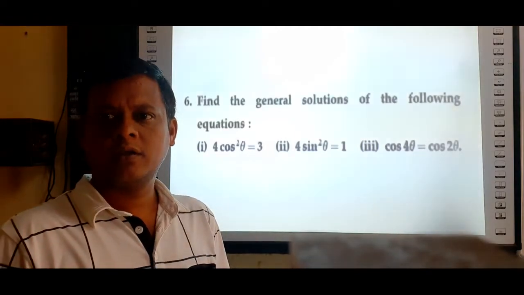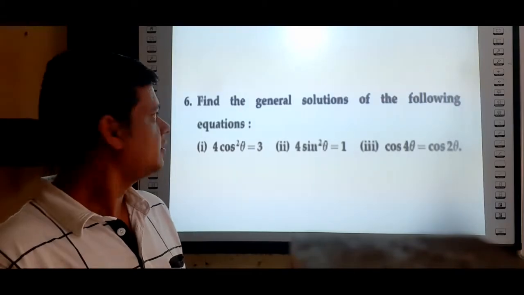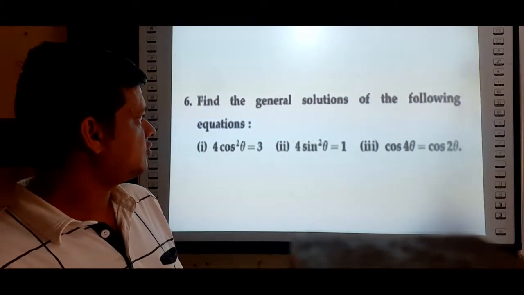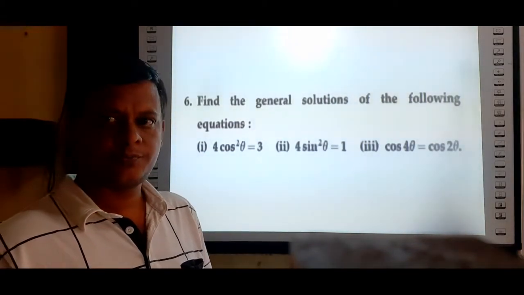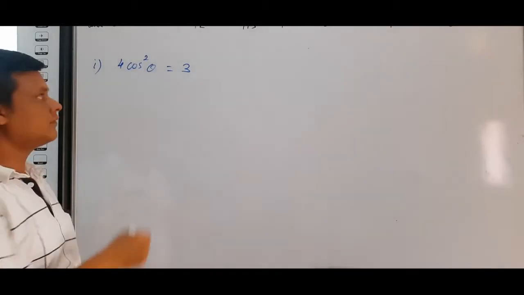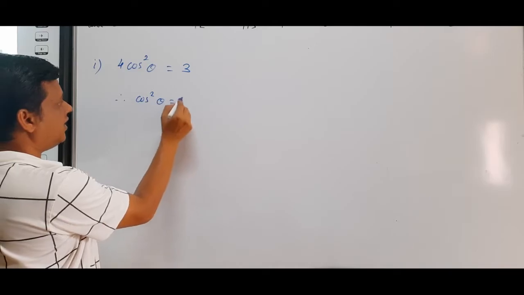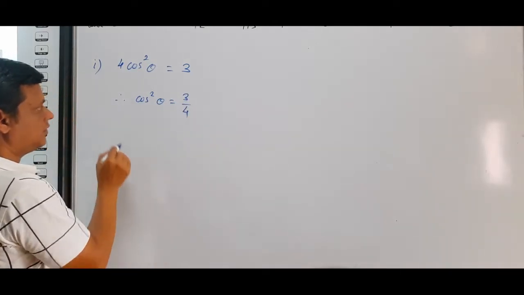Now today we solve problems on question 6, question 7, question 8. First question is find the general solution of the following equations. See the first example. 4 cos square theta equals 3. Therefore we write this as cos square theta is equal to 3 by 4.